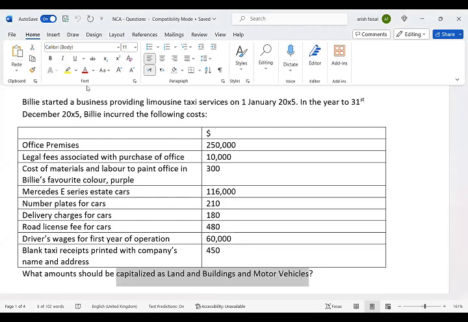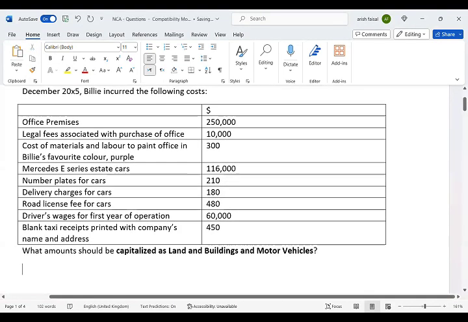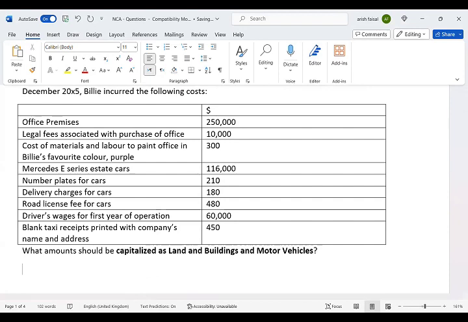So now we need to understand what amount shall be capitalized as land and buildings and motor vehicles. So you have these two categories of non-current assets over here, and we need to figure out what cost will have to be capitalized as part of land and building, and what cost will have to be expensed out in the income statement.